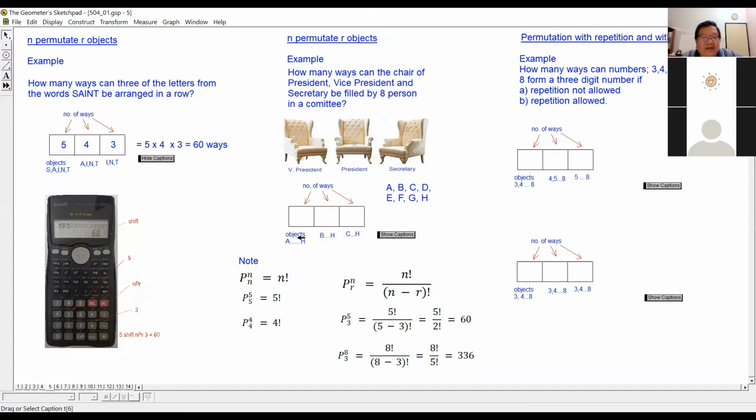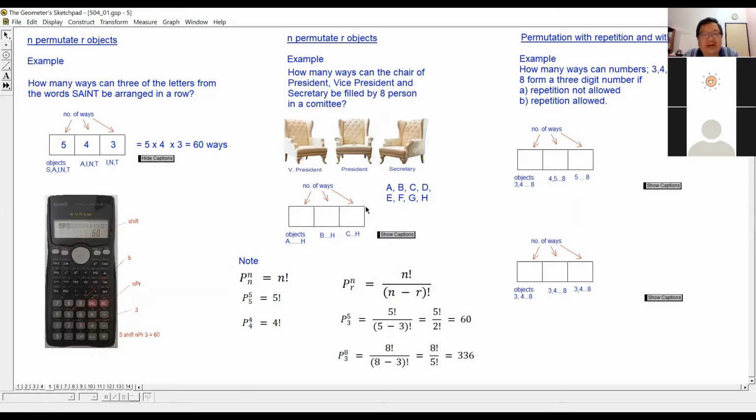So any one of these eight people, Mr. A, Mr. B, Mr. C, until Mr. H. So altogether, eight of them can become the president, right? Now let's say Mr. A becomes the president already. We want to choose the vice president. Mr. A cannot become the president and vice president at the same time, so we take out Mr. A.